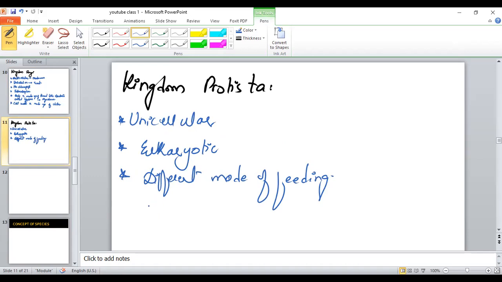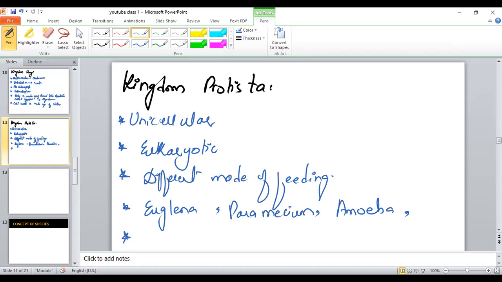So different types of Protista are there, like Euglena, Paramecium, Amoeba, Chlamydomonas. The important protista we are going to discuss is Plasmodium, because this is the malarial parasite. Plasmodium is the parasite which can cause malaria.